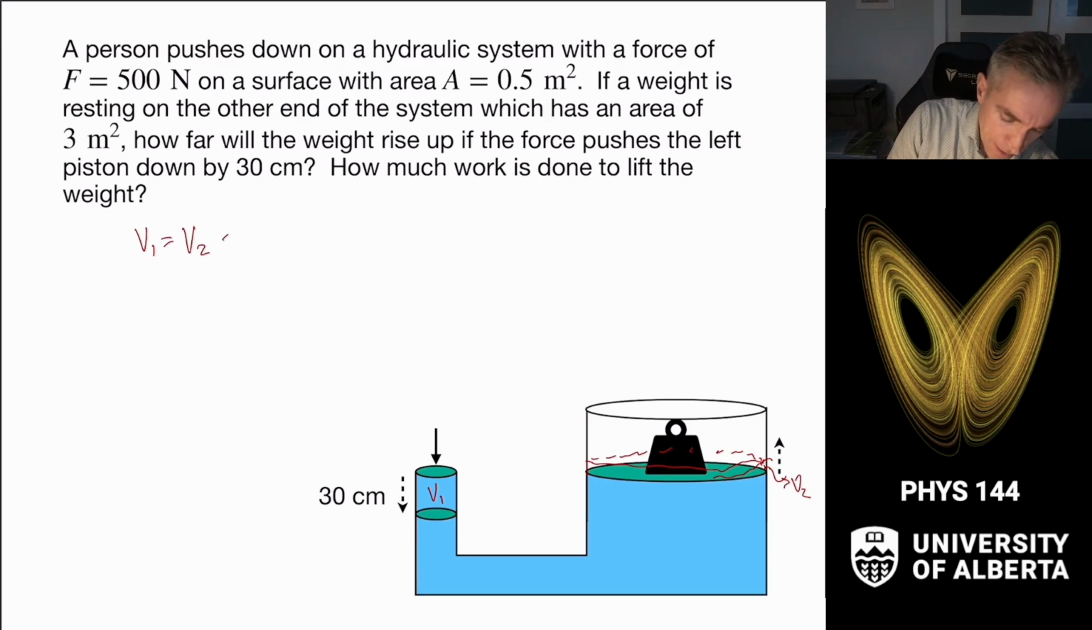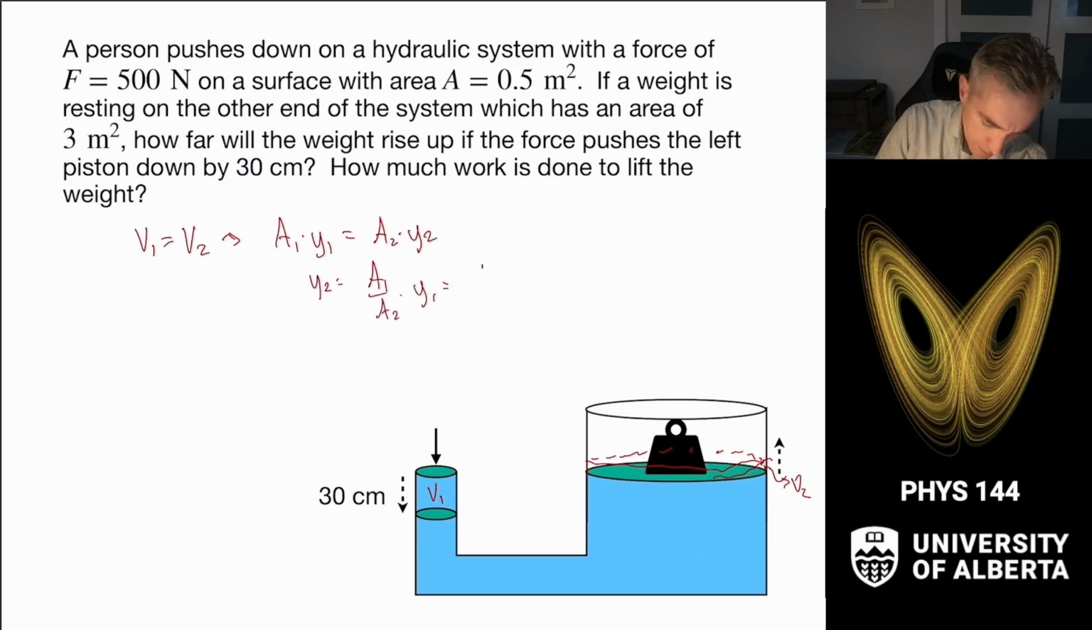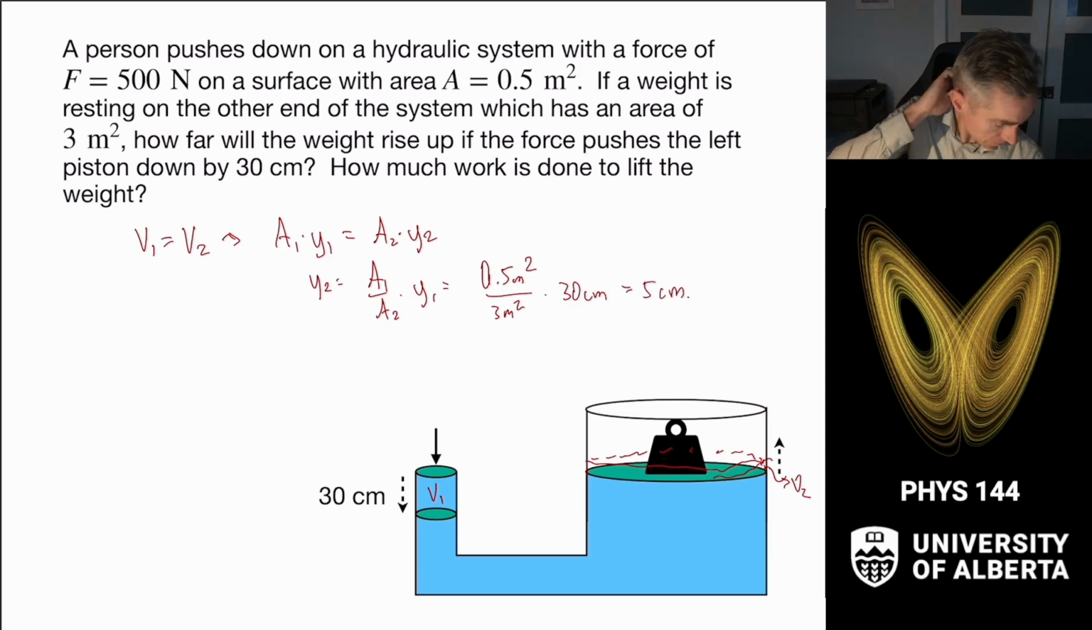In this case, I have that the cross-section, so that's area 1 times the length that it's pushed down, y1, is going to be equal to A2 times y2. So if we're finding out what y2 is, that's A1 over A2 times y1. Plug in our numbers, 0.5 meters squared over 3 meters squared times 30 centimeters, and that gives me 5 centimeters.